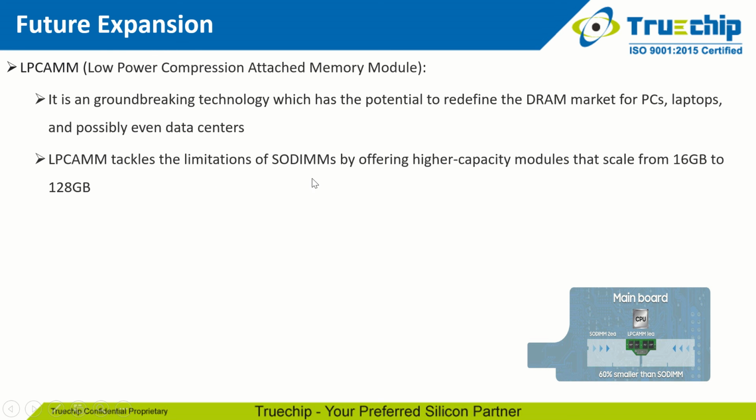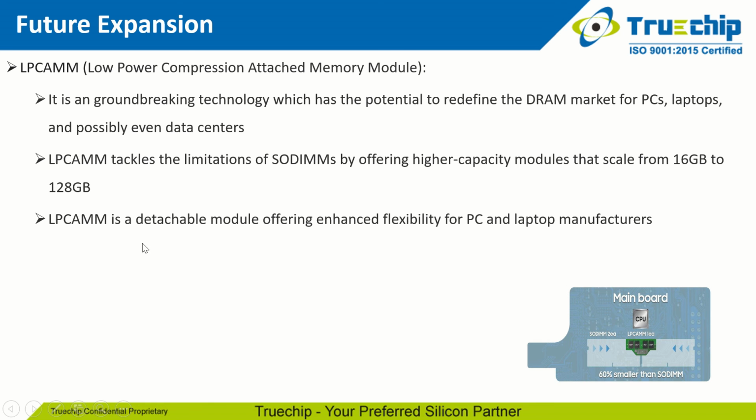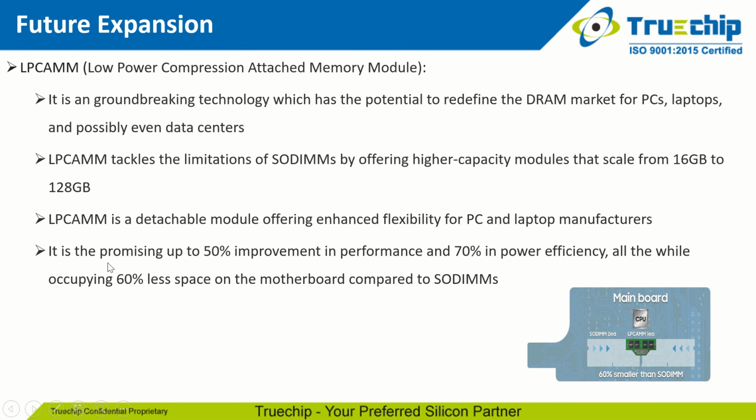LPCAMM tackles the limitation of SODIMM by offering higher capacity modules that scale from 16 GB to 128 GB. LPCAMM is a detachable module offering enhanced flexibility for PC and laptop manufacturers. It is promising up to 50% improvement in performance and 70% in power efficiency, all the while occupying 60% less space on the motherboard compared to SODIMMs, which are used in the case of DDR. LPDDR6 is expected to come with a data rate of 17,000 mega transfers per second.